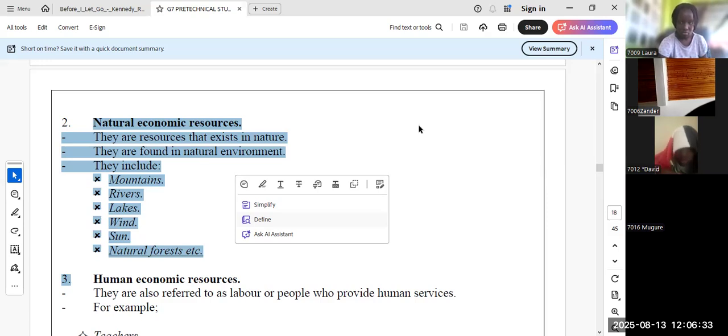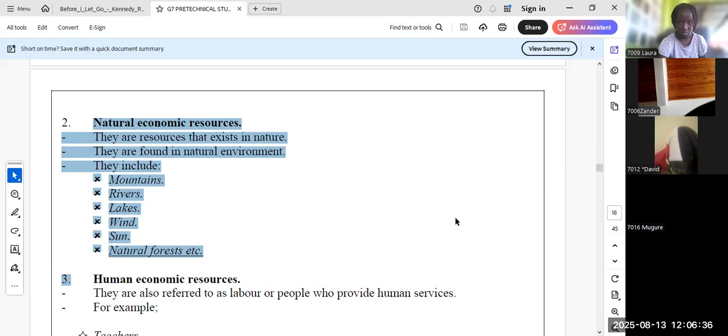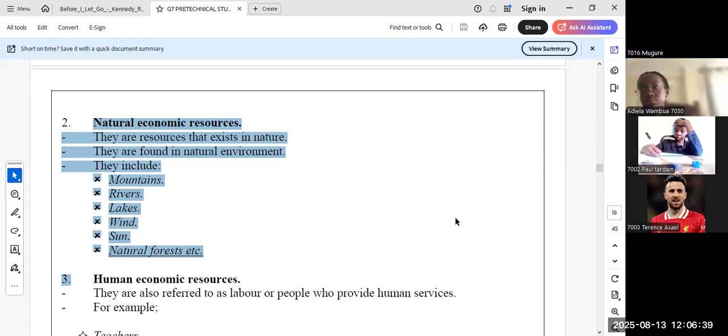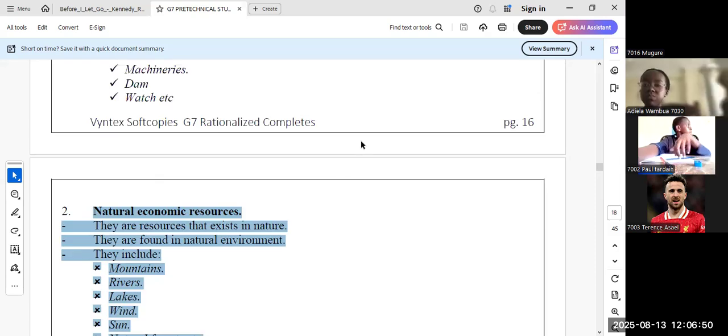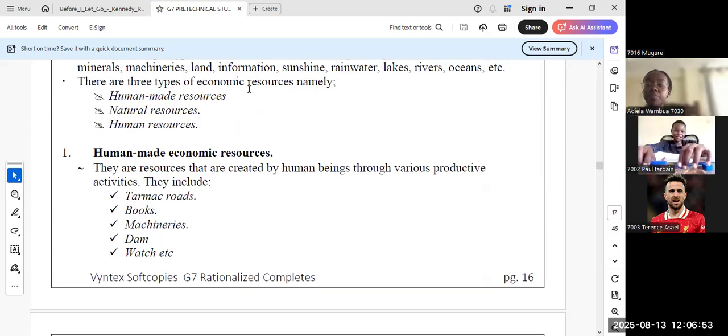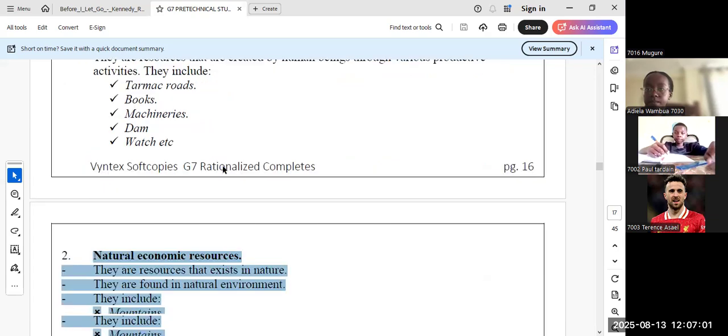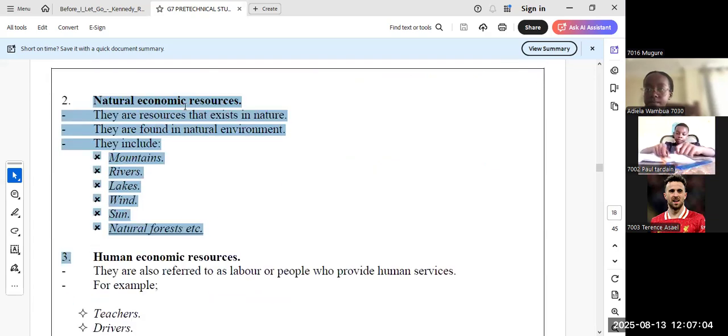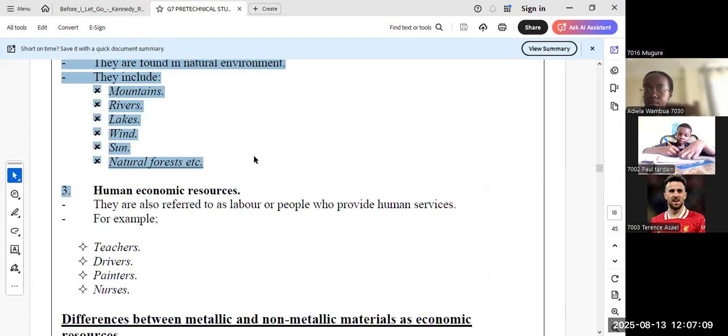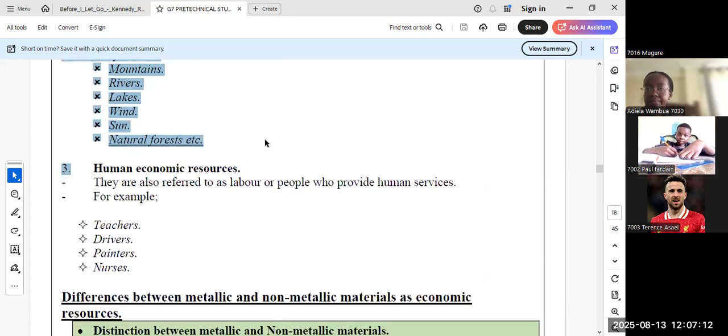So you see, these things, whether we like it or not, they are beyond our power and control. There is nothing we can do about their existence. They exist naturally. We refer to them as natural economic resources. Remember, we have said that we have 3 types of economic resources in Kenya, and these resources are human-made economic resources. We have looked at examples. We have said we also have natural economic resources. And lastly, number 3, boys and girls, we have what we call human economic resources.